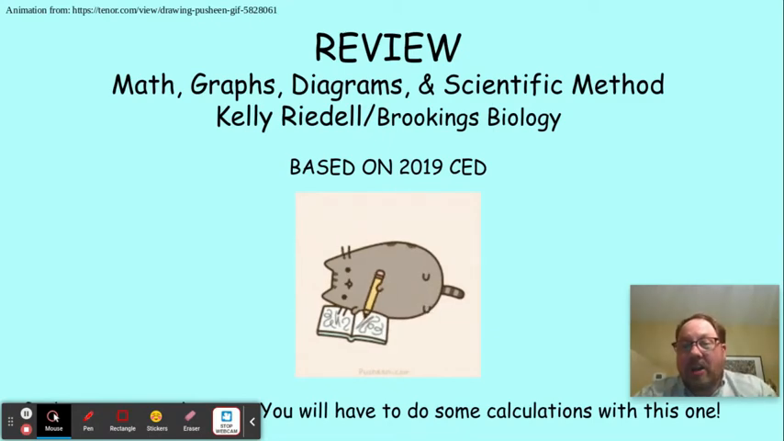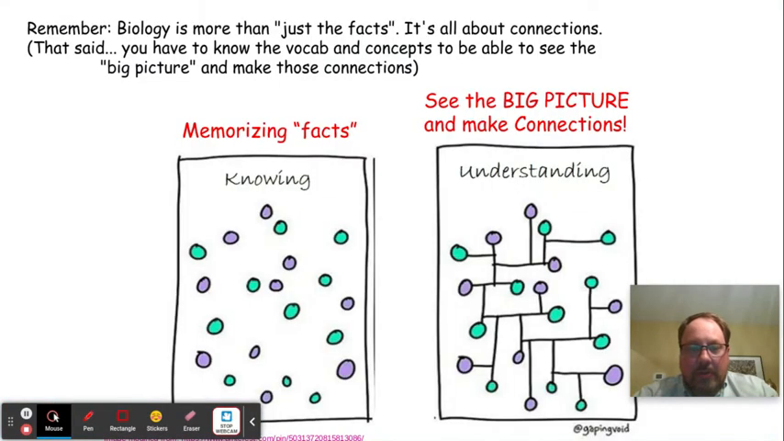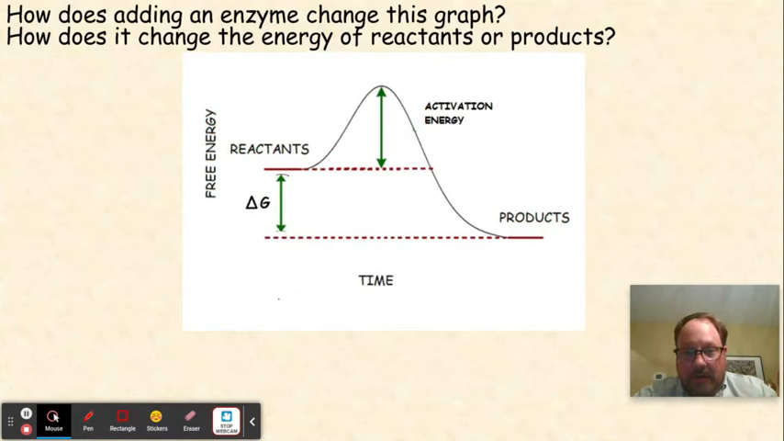Now, there are about 180 questions in this document. Just to look at a couple of things, there's a little bit of review here, but this is basically how it's laid out. So here's one example problem. It says, how does adding an enzyme change this graph? How does it change the energy of reactants or products? Okay, well, if you add an enzyme, what's it going to do? It's going to lower the activation energy.